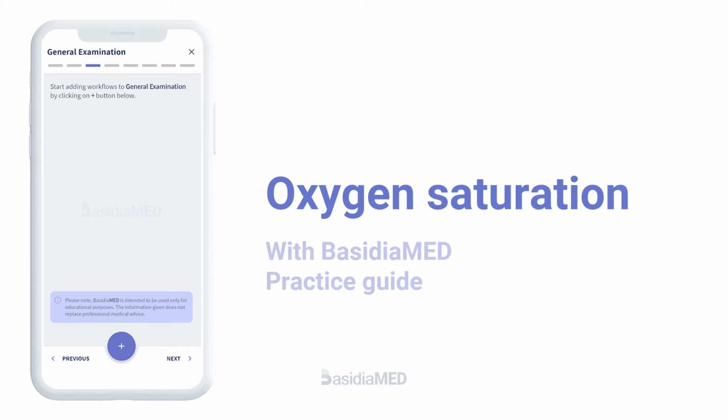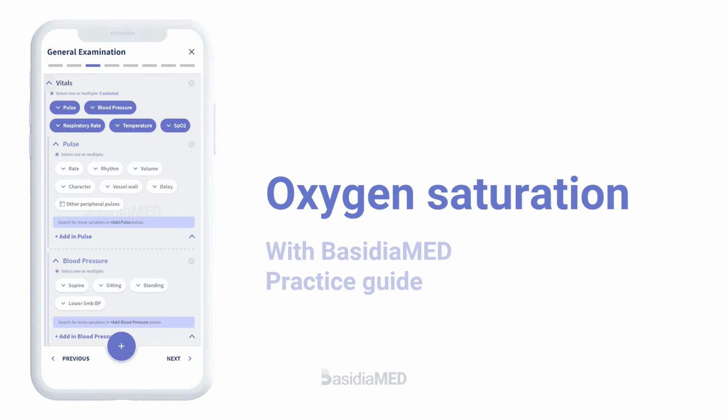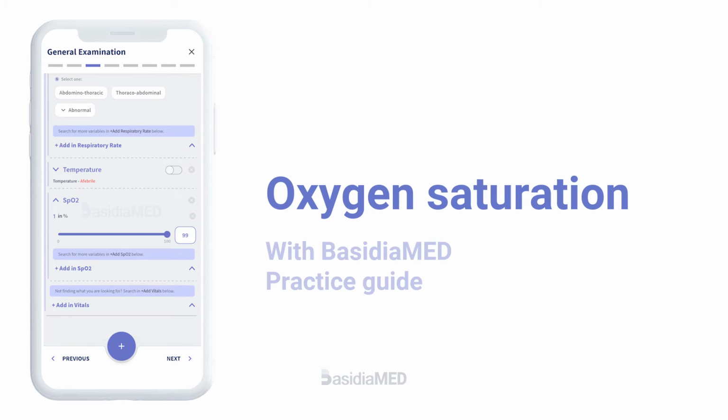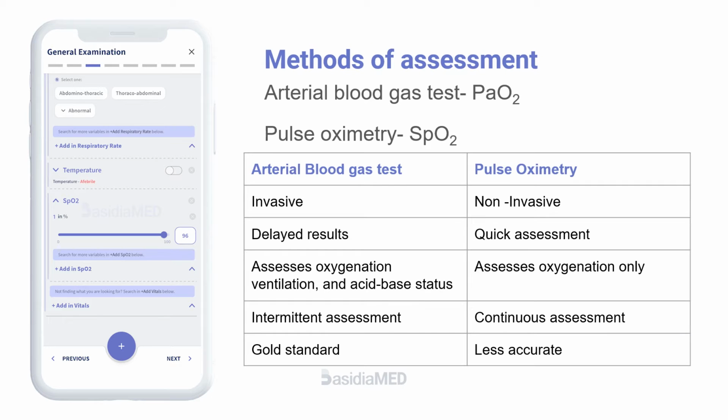Oxygen saturation. In the midst of the COVID-19 pandemic, oxygen saturation levels, as a vital parameter, play an important role in patient management. Oxygen saturation is the fraction of oxygen-saturated hemoglobin relative to the total hemoglobin in the blood. Normal arterial blood oxygen saturation levels are 95 to 100%. Oxygen saturation can be measured with various methods.